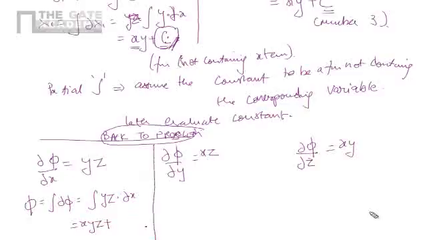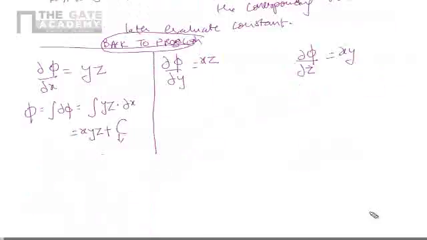what is this? Now this is going to be a constant. What is this constant now? This constant can be a function not containing x, correct? A function not containing x means it can be a function of y comma z, purely a y and z term. We don't know, correct?